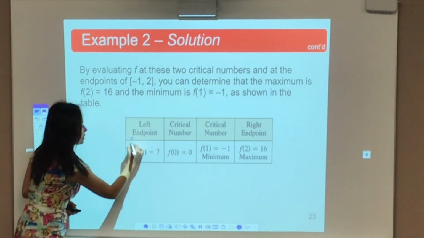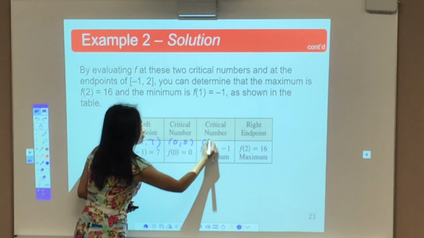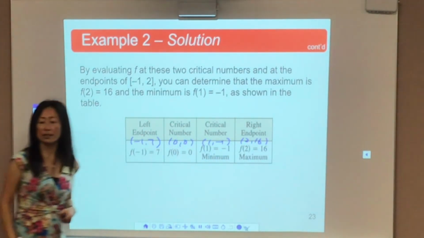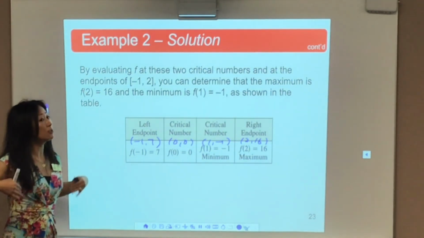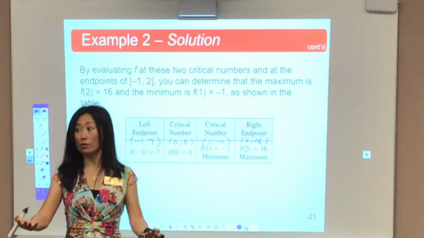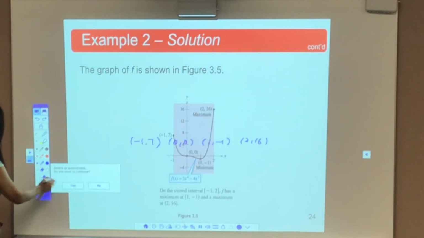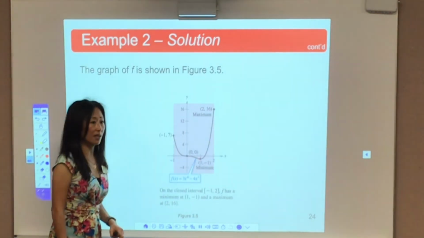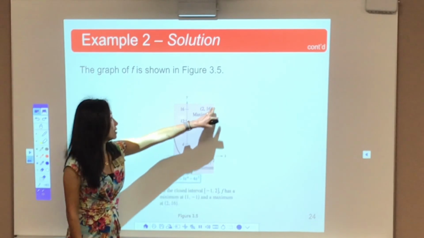This is another way of saying negative 1, 7, 0, 0, and 1, negative 1, 2, 16. That's what that means. Same thing. Is everybody with me now? I have not done anything new. I'm just using what I learned from Chapter 2. And this is what the graph looks like. When you look at this graph, you can clearly see that's your minimum, that's your maximum.